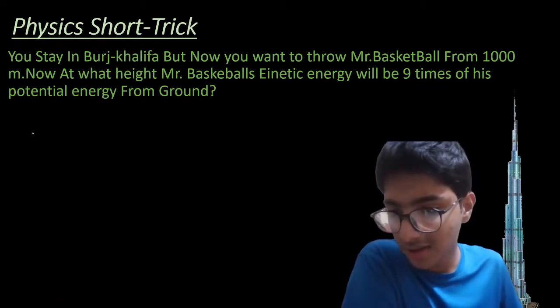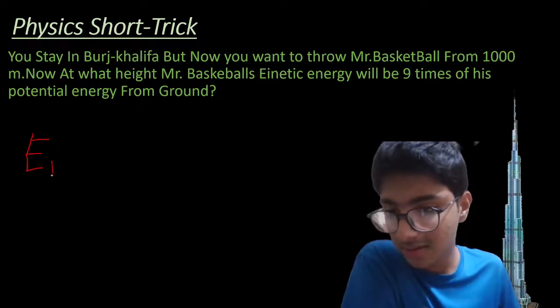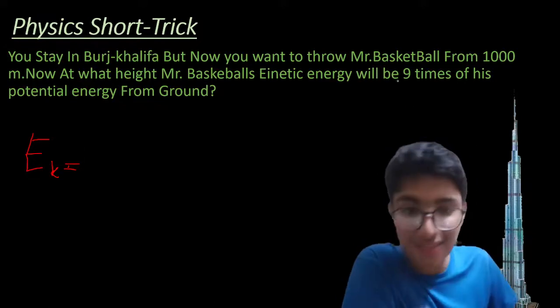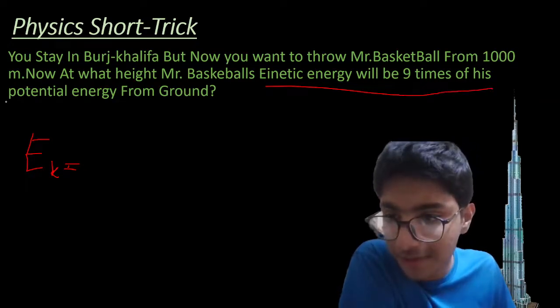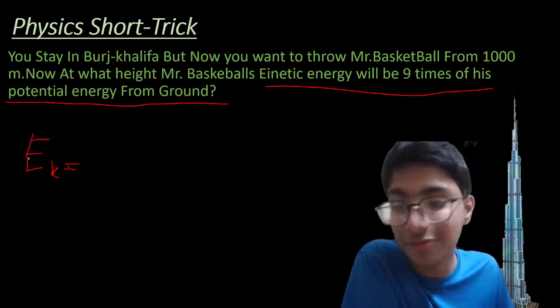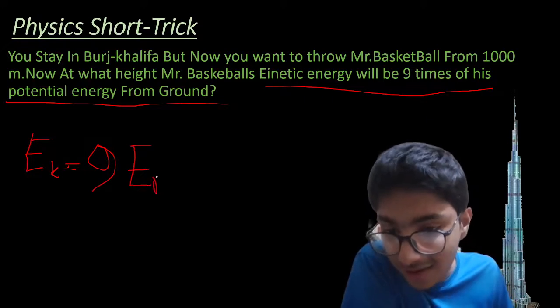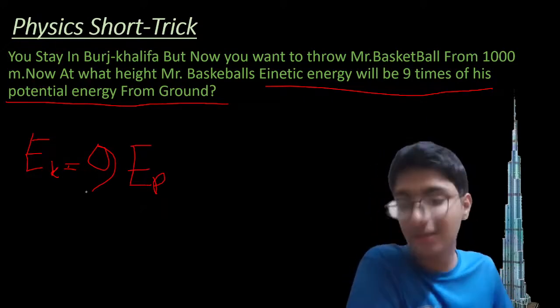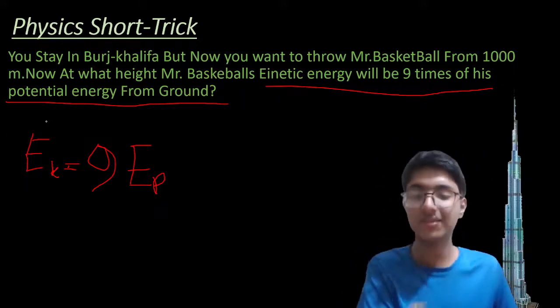Let me grab the pen first. Many in the early stage of doing physics make this mistake very commonly: read the question very carefully. The kinetic energy is 9 times the potential energy, so we have to write 9 times potential energy here. Many people write the 9 over here, which is a clear mistake. We have to read the question very carefully while doing this kind of math.